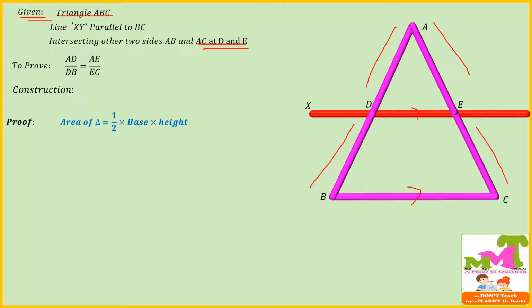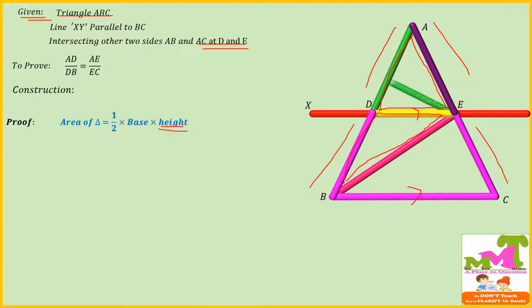So I have noted the formula. Area of a triangle is equal to half into base into height, as we know. Now, which triangle am I going to consider? I'm considering the triangle ADE, and I'm going to consider another triangle, BDE. Considering these two triangles, we need the height of the two triangles.